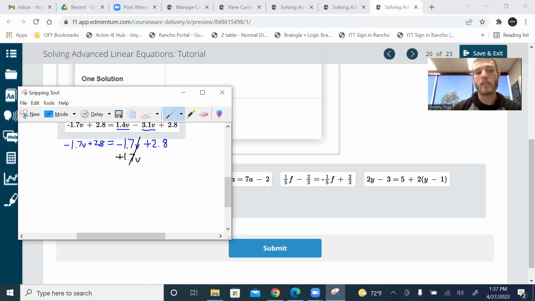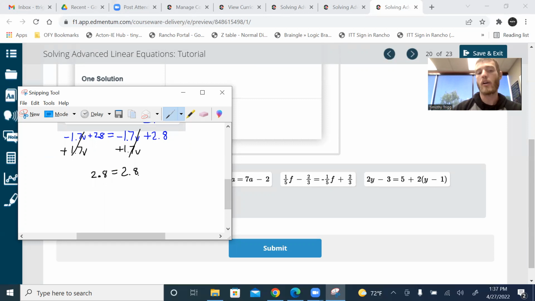But if I add 1.7v here, I have to add 1.7v here as well. Well, notice it cancels here as well, right? Because those are opposites. They just cancel each other here and here. I'm left with 2.8 equals, and then I just have 2.8. Okay, well, where did v go? Well, notice there's no v in my equation anymore. I'm just left with a plain statement of constant equals itself.